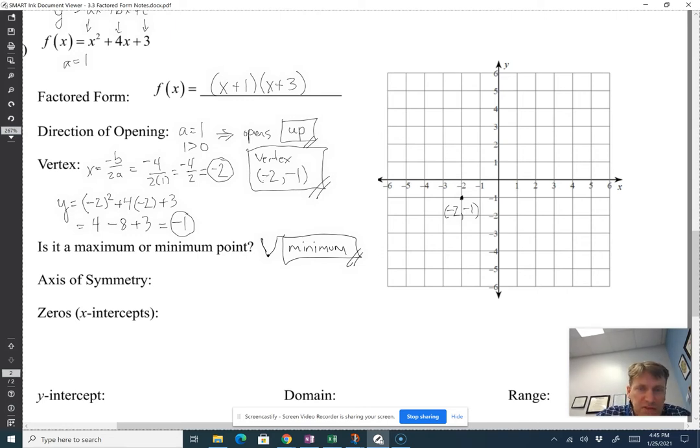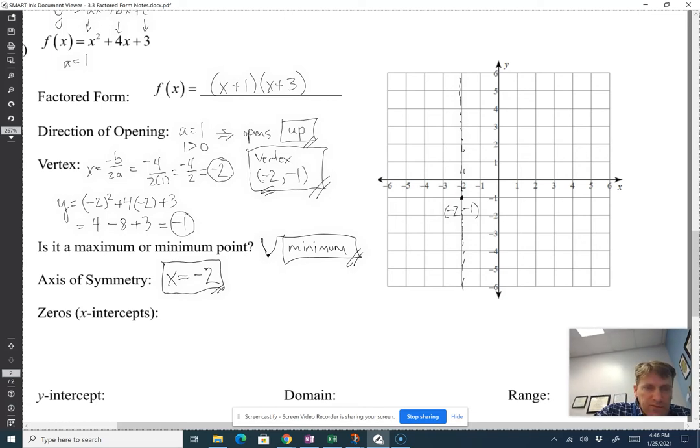Axis of symmetry is just the x-coordinate of the vertex. And so we say x equals -2. You do need to put that x equals because that denotes it as a line. So let's go over here to the line at -2, x equals -2, and we'll make a dotted line to show that's our axis of symmetry.